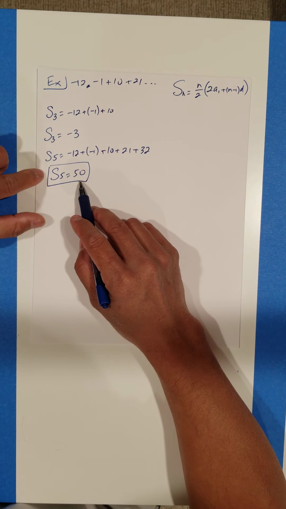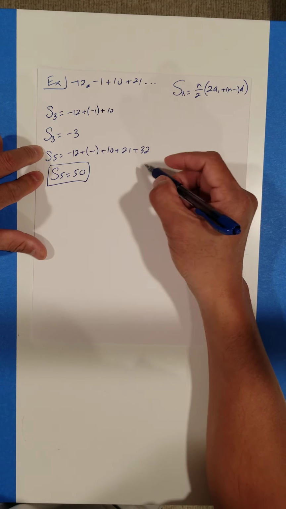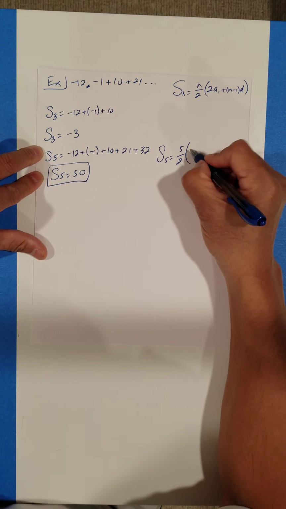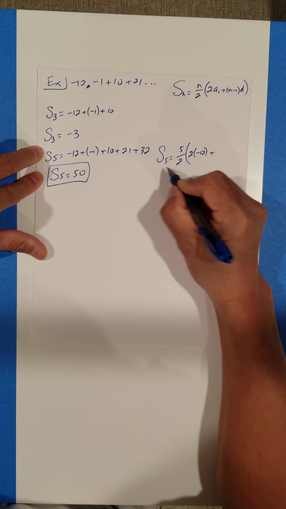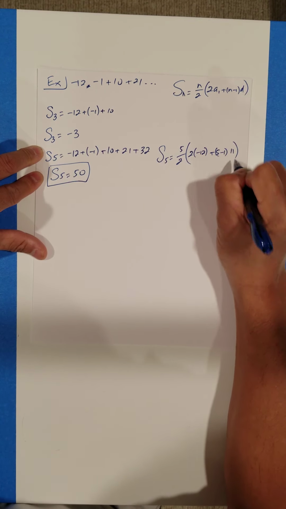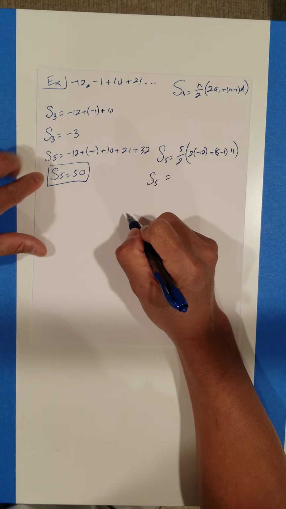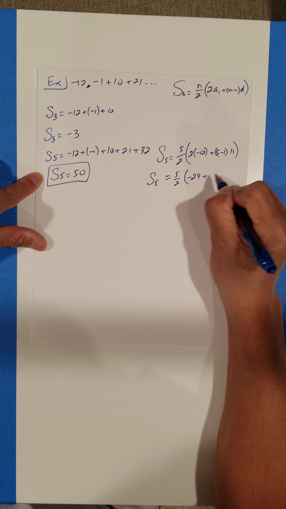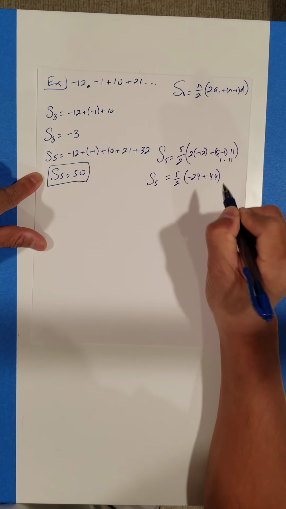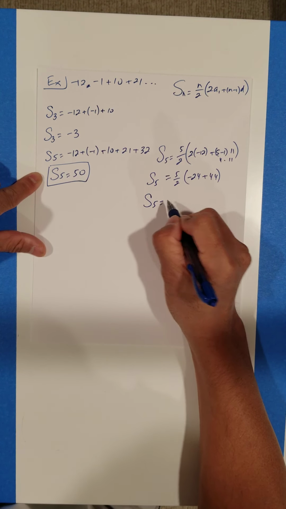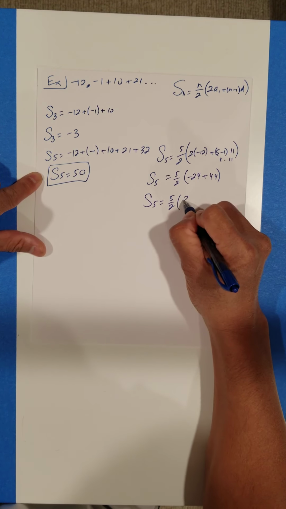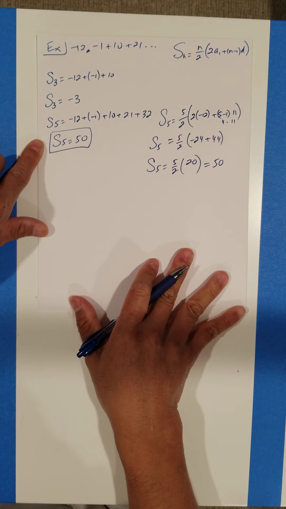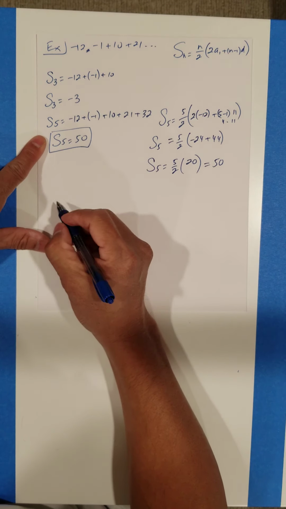So I can add manually, but this formula would be a better idea for me. I can get the same answer by doing S5, 5 over 2, 2A1, so 2 times negative 12, plus 5 minus 1 times 11, which is D. So S5, I can do it manually, or I can do this formula. It makes it easier for me. Negative 24 plus, this is 4 times 11, so 44. So here S5 equals 5 over 2 and 20. So cross cancel there, I get 50. And that's it.